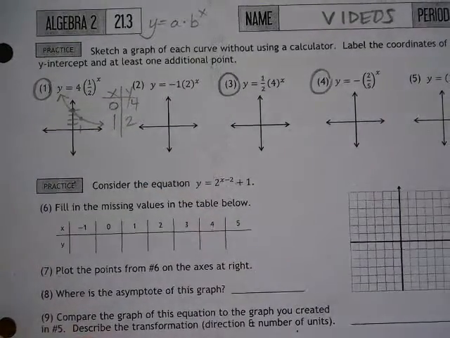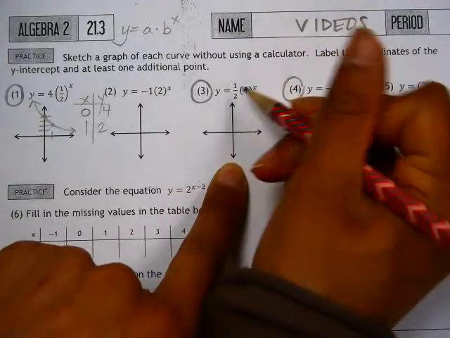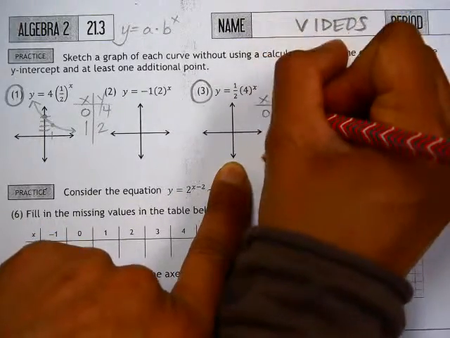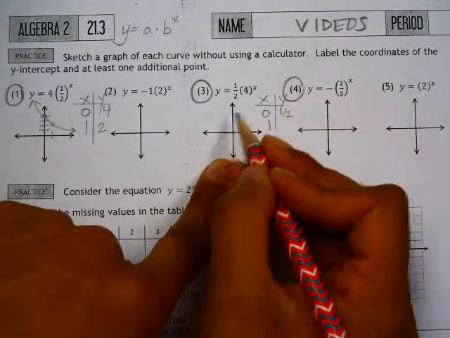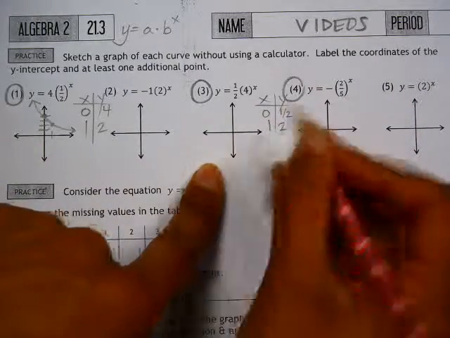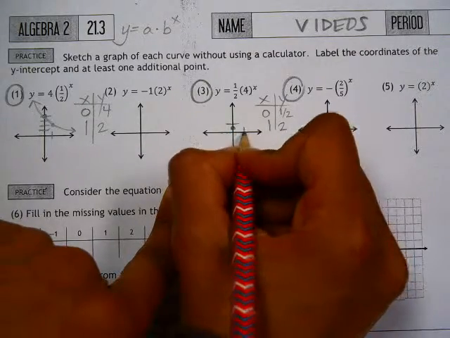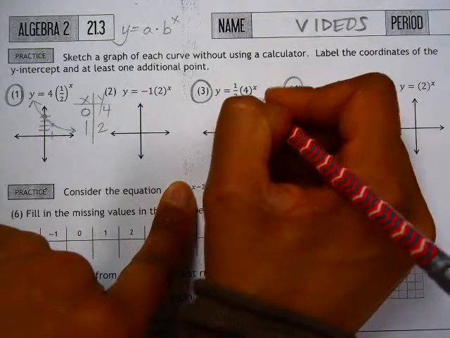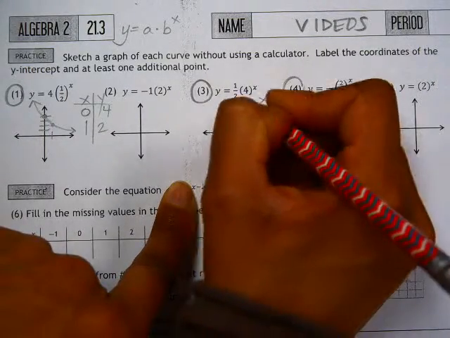Let's look at an increasing exponential curve. So number 3, we have a starting value of 1/2 and a multiplier of 4. So the y-intercept is 0, 1/2. If we plug in x equals 1, we get 1/2 times 4, which is 2. So 0, 1/2, 1, 2. This shows that I have an increasing curve where the asymptote is still y equals 0.